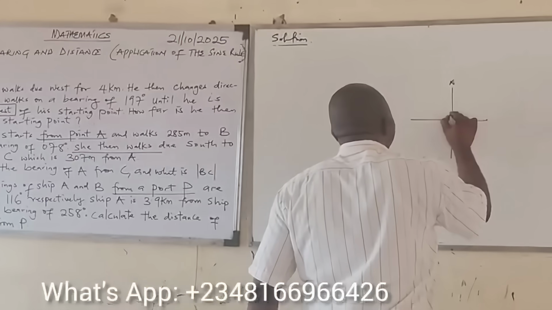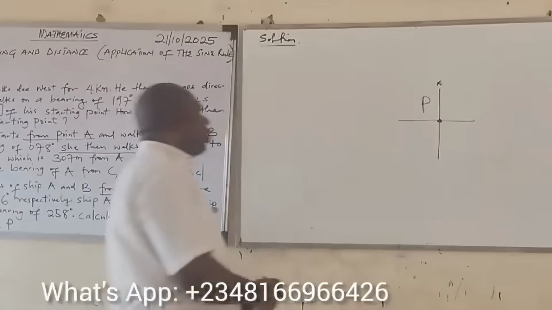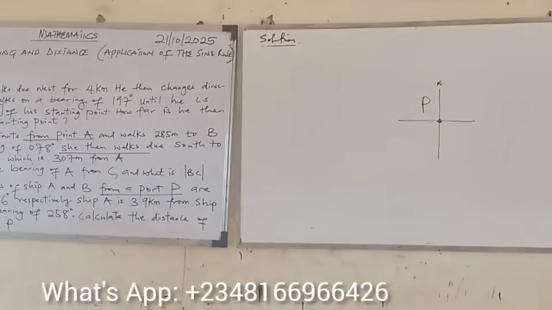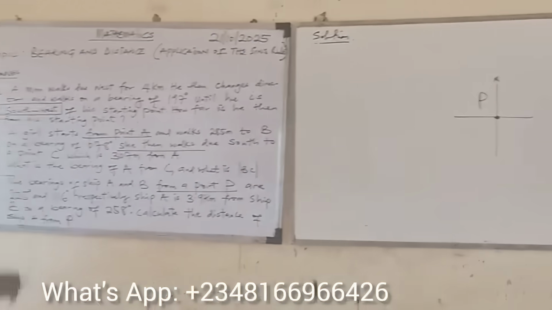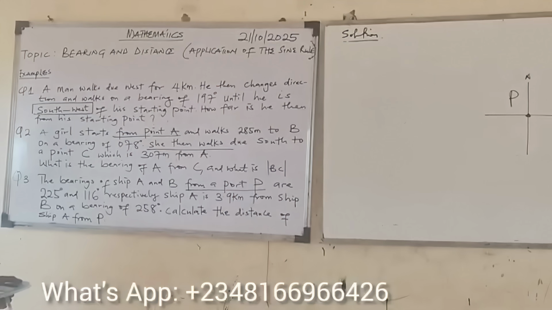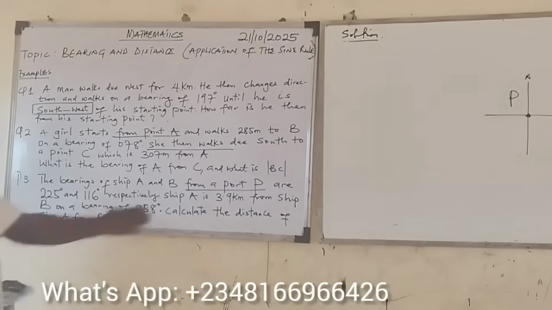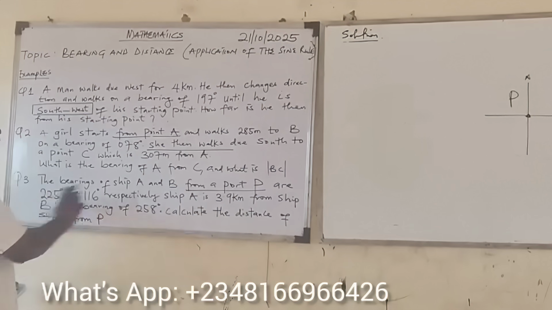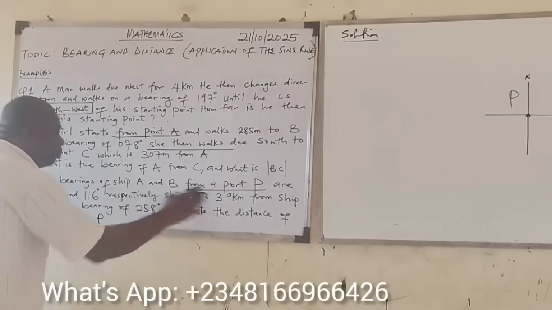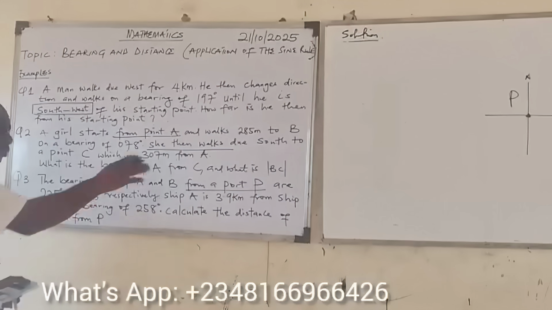Now this should be our port P. Yes, that's our port P. Now the bearings of ship A and ship B from port P are 225 degrees and 116 degrees respectively. Respectively implies that ship A is 225 from the port P and ship B is 116 from port P.